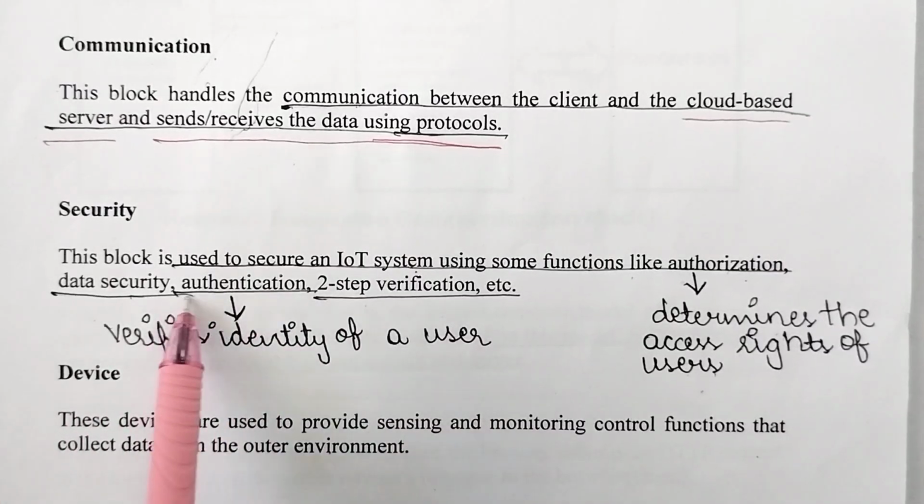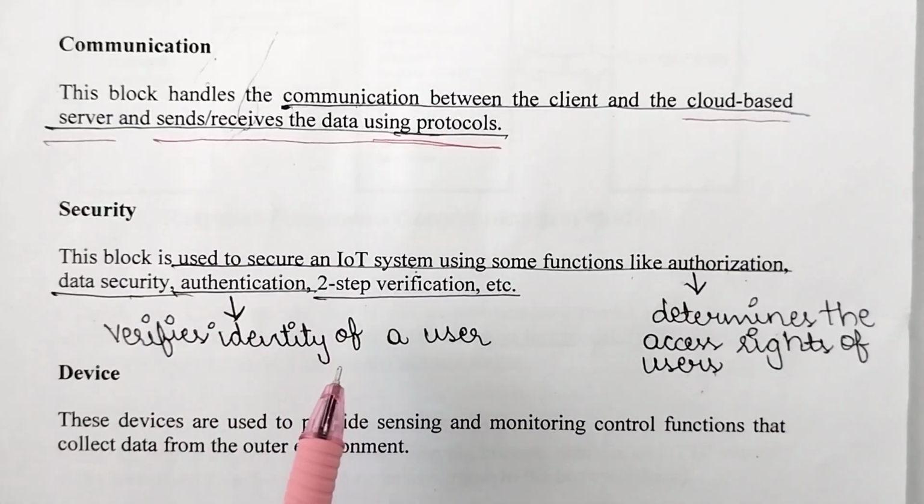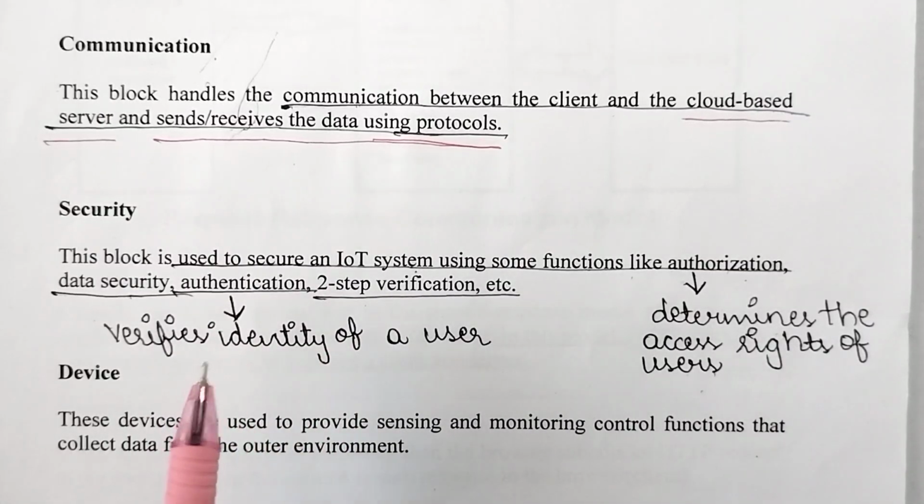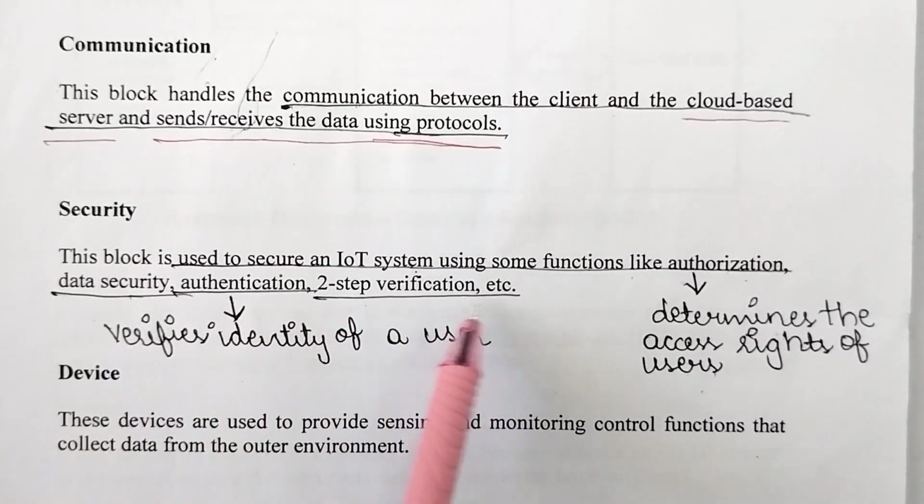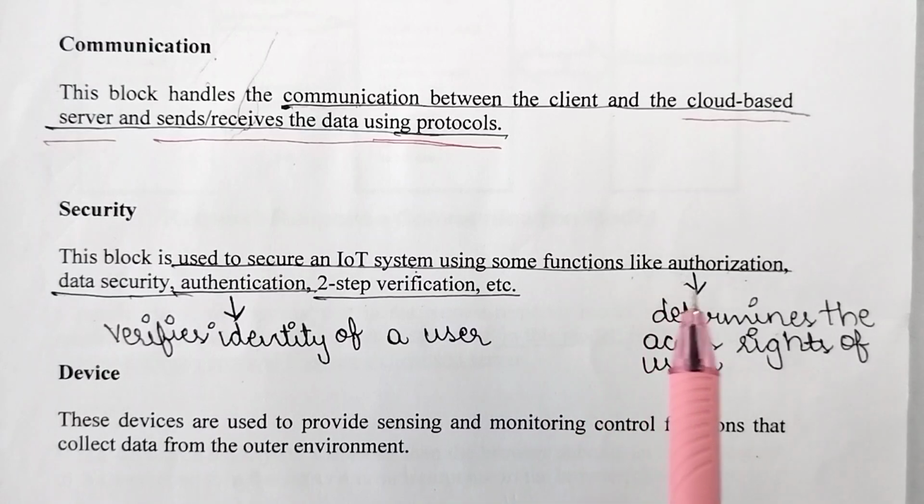Then authentication. Authentication means verifying the identity of a user, whether or not that person is an authentic user. So, for authenticity, usually a valid username and password is provided, using which when you log in, that means you are an authentic user. Two-step verification is also used to provide better security. Now, this two-step verification is basically a process that involves two authentication methods. That means authentication in two steps, which is performed one after the other.